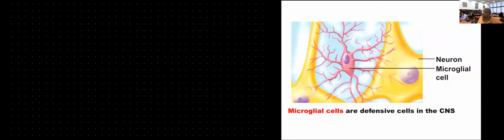Another cell that we're looking at in here is the microglial cell, and from the name, microglial cells are tiny little cells. And those are defensive cells. They are the macrophages living inside the brain. They are ready to fight any bacterial or viral infection that gets into the nervous system. So the microglial cells are the defensive cells of the central nervous system.